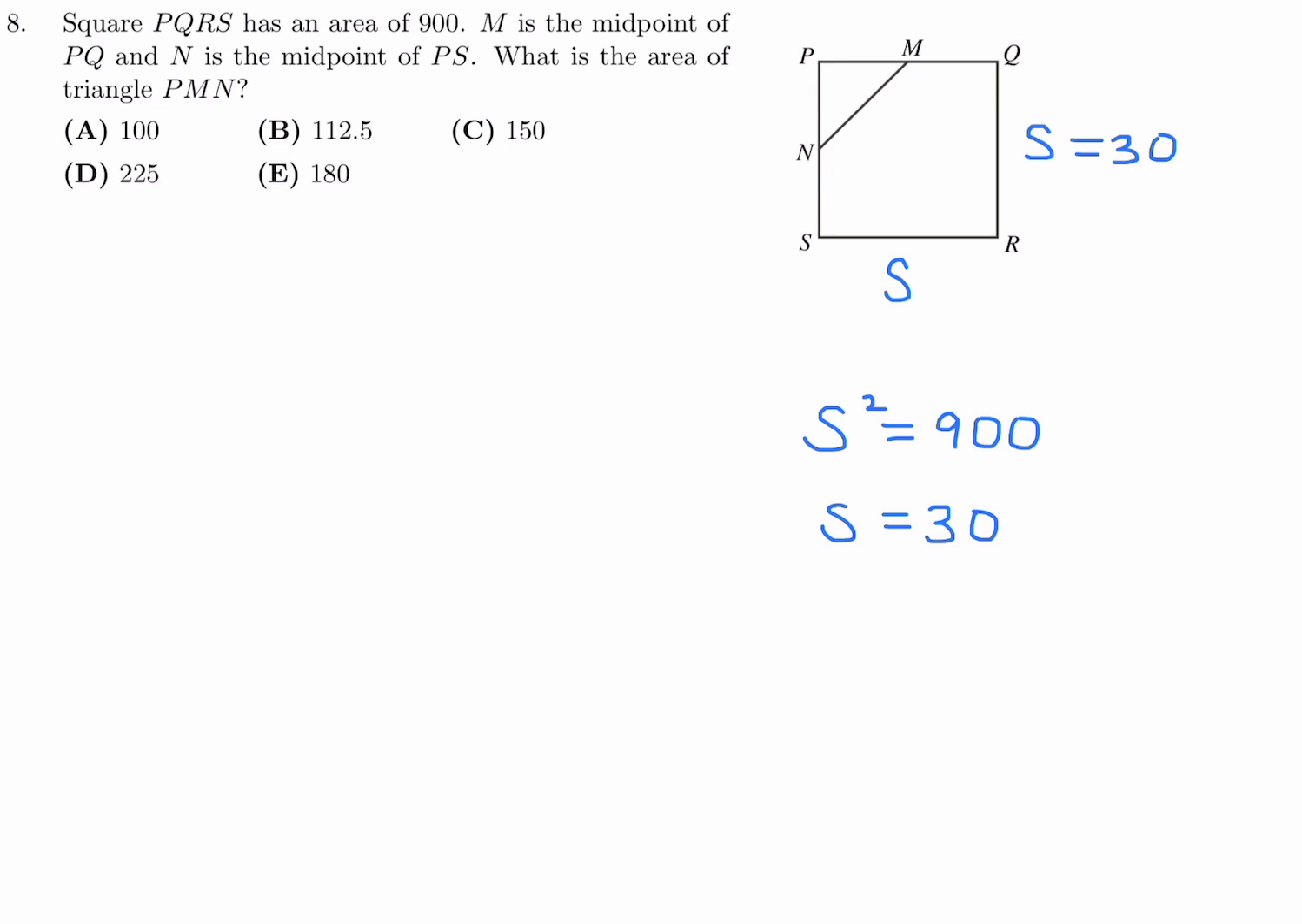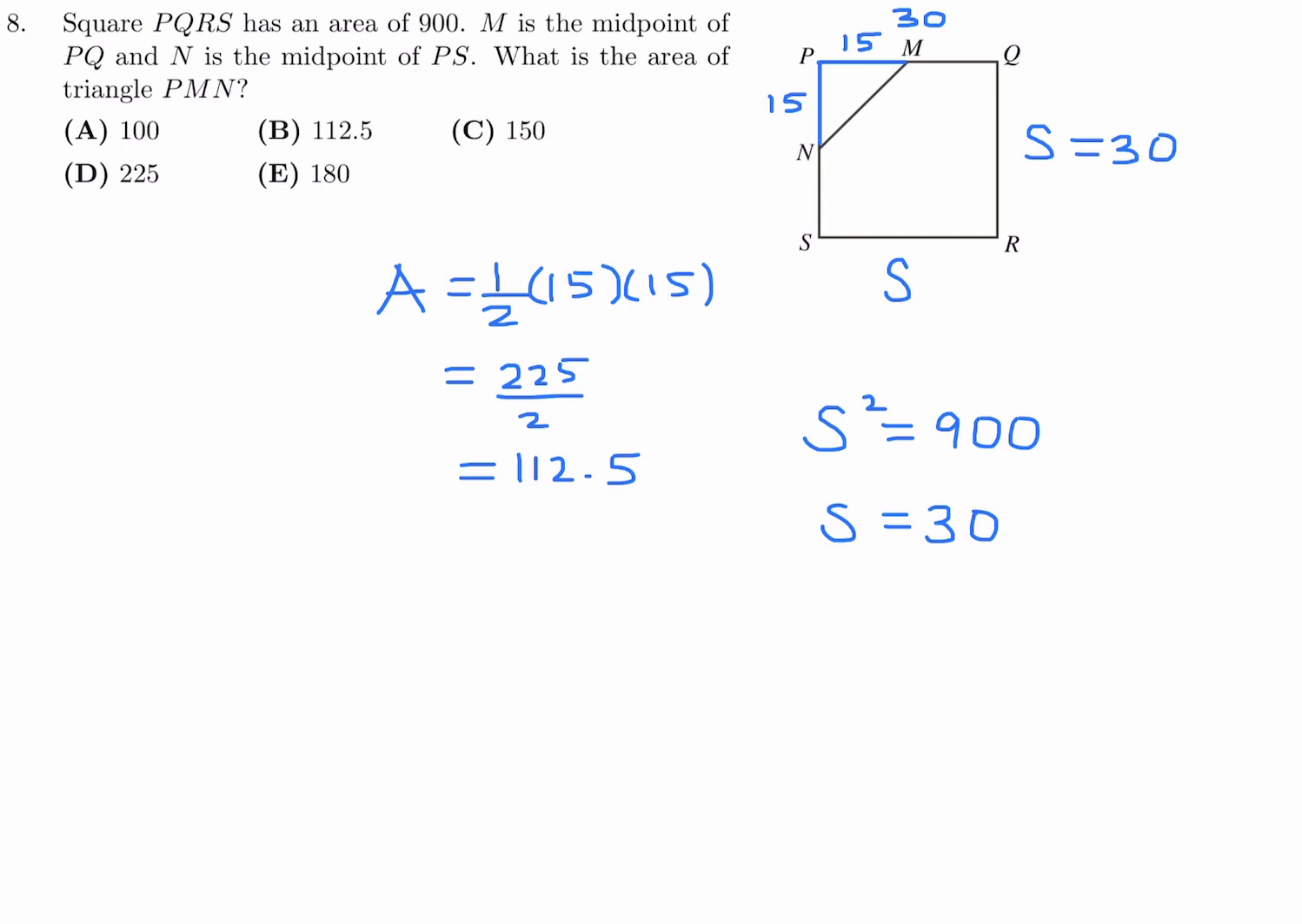Now, M is the midpoint, so this whole distance is 30. And if M is the midpoint, then from here to here is 15. And very similarly, if N is the midpoint, then from here to here is also 15. So the area of that triangle is 1/2 base times height. So it would be 1/2 times 15 times 15. So that's 225 divided by 2. And that is 112.5. So number 8, the answer is B.